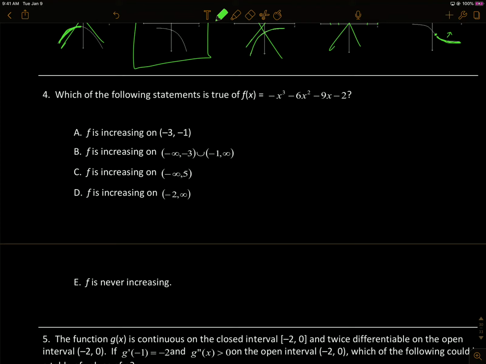Okay, for this one, number 4, they're asking us what could be true if that's my f, and everything in all the choices talks about f increasing. So I know that I want to do the first derivative test here and do a sign analysis on the first derivative. So we're going to get negative 3x squared minus 12x minus 9. So we're going to set that equal to 0.